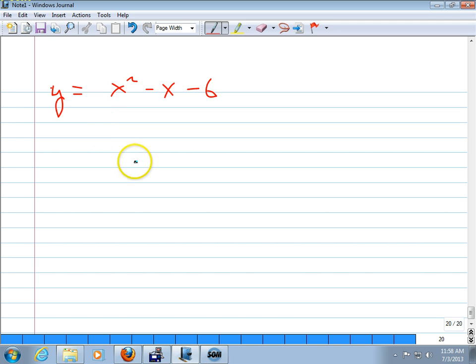Well, one way to deal with it is to figure out its intercepts. How do you get x-intercepts? How do you get y-intercepts? Remember this? How do you get a y-intercept? On the y-axis, what do you know about every point on the y-axis? Every single point on the y-axis, x equals 0. So if I plug in 0 for x, I'm going to get the y-intercept, right? All right, so what happens if I plug in 0?